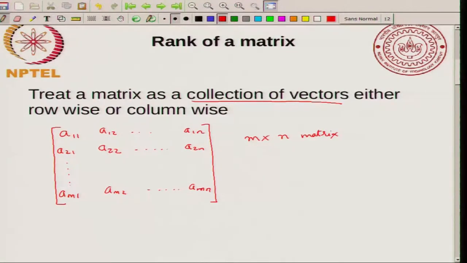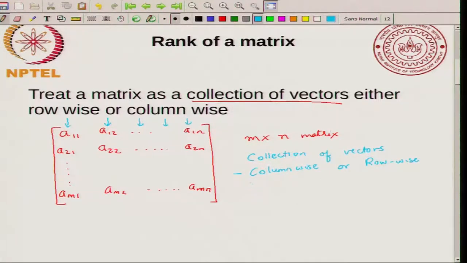Now I said that you can treat this as a collection of vectors. So you can think of each row as a vector. I will just use a different color. So you can treat each column as a vector in this way. So you can think of this as a collection of vectors either as column wise or row wise. So how do you think of it?